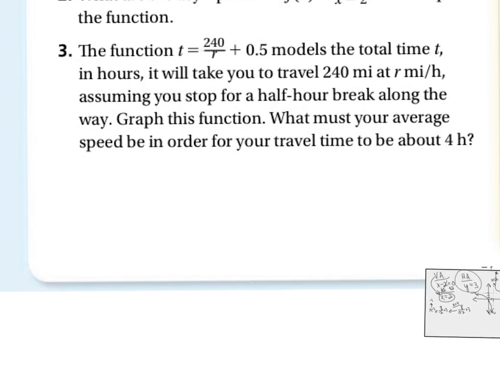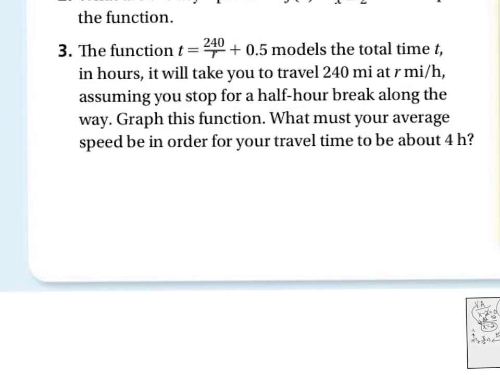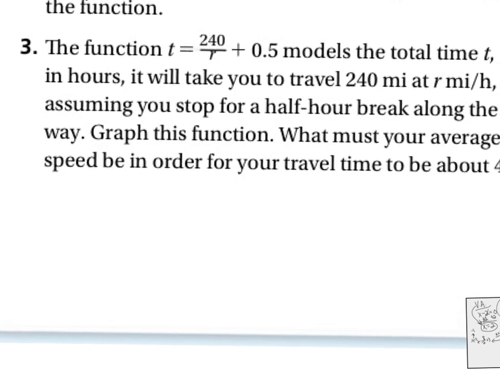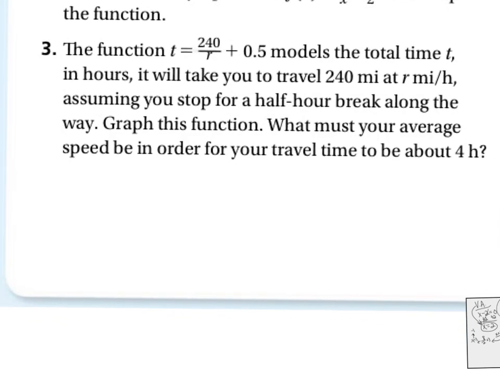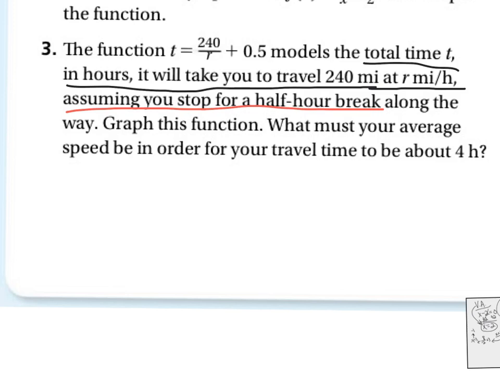So as an application, if you look at number 3, we have this function t equals 240 divided by r plus 0.5. That models the total time t in hours it will take you to travel 240 miles at r miles per hour, assuming you stop for a half-hour break along the way. So they want us to graph it, and then they're asking what must be your average speed in order for your travel time to be about 4 hours.